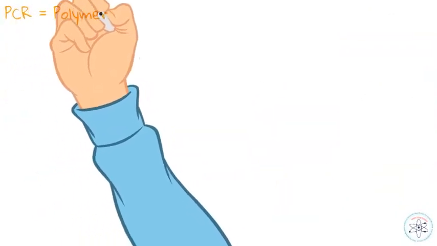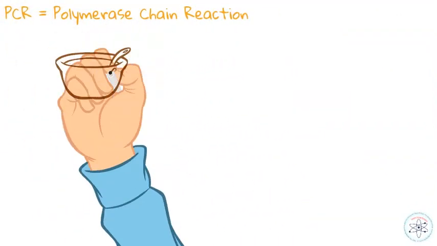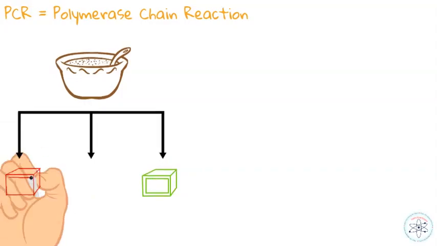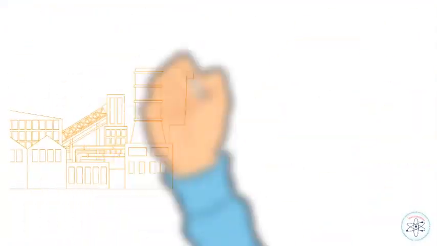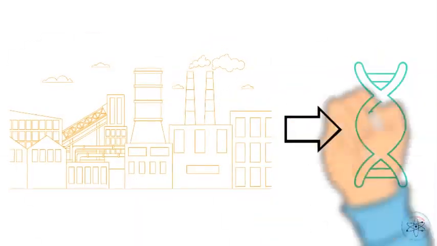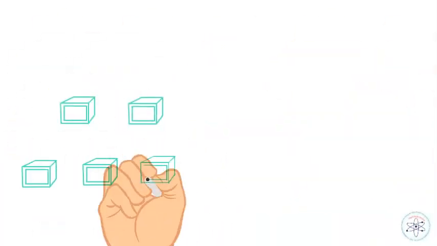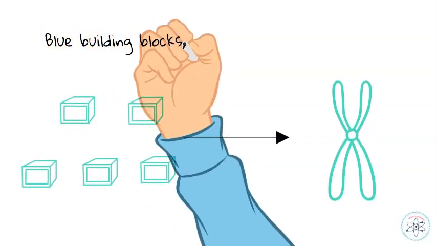PCR, or polymerase chain reaction, uses a soup that contains building blocks that are unique to the gene you want to amplify. This allows you to recreate a DNA replicating factory. Thus, the only genes that are being replicated by polymerase are the ones that have the materials to be made.